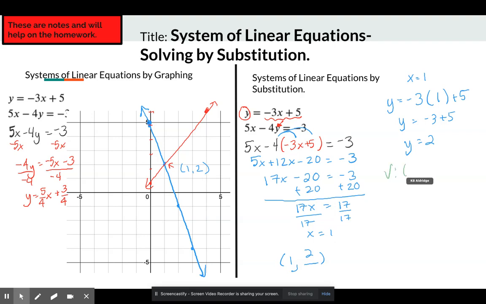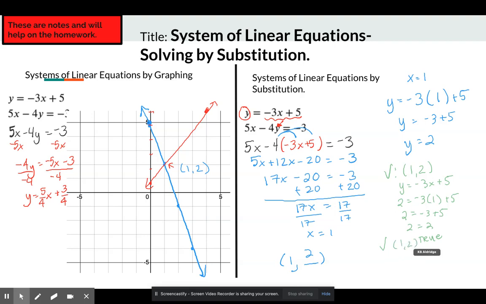So the check: my answer is (1, 2). Notice how it's in parentheses. So y = -3x + 5. 2 equals -3 times 1 plus 5. 2 equals -3 plus 5. Hey, 2 equals 2. That's true. One more check.